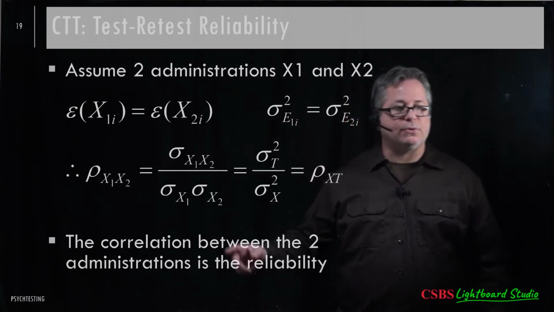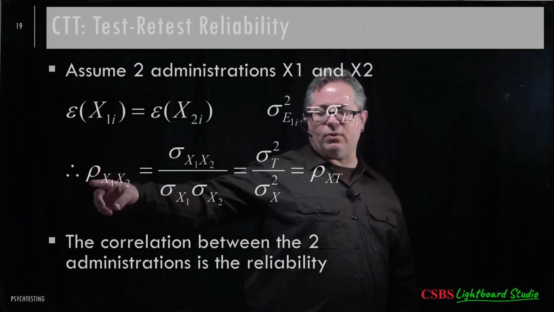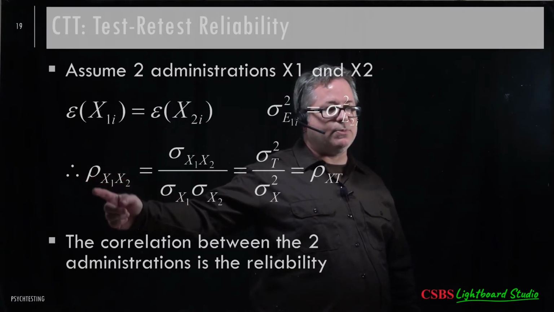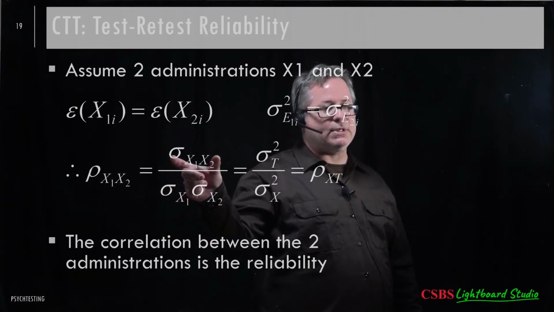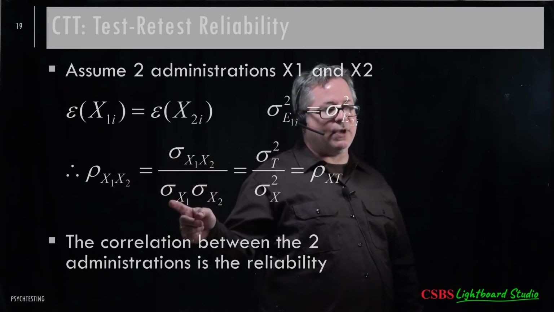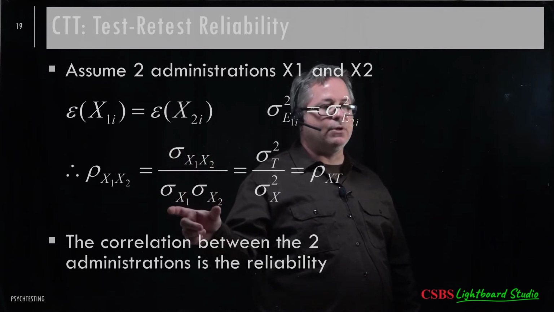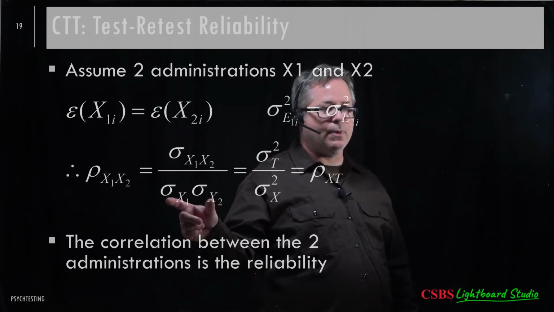So think about that. This is why we covered correlation today and on Tuesday. So how do we calculate correlation? The correlation between time one and time two is going to be the covariance between time one and time two over the standard deviation of time one times the standard deviation of time two. This is just the definition of correlation, covariance over the two standard deviations multiplied, right?